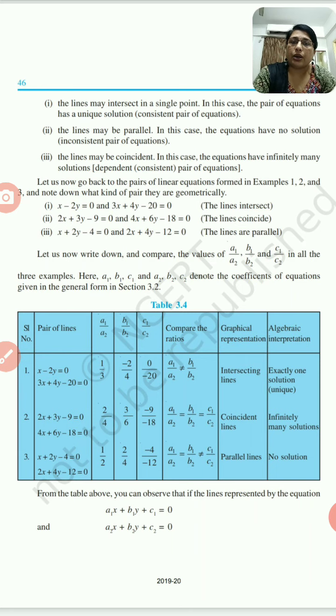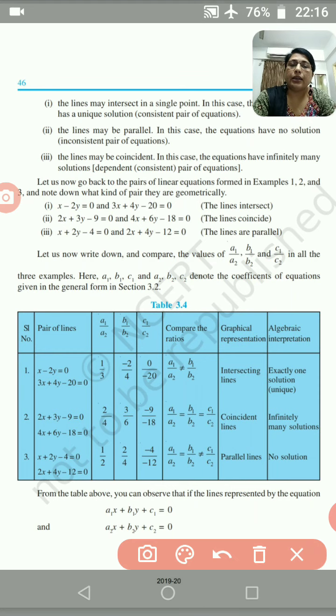Here from your textbook, page number 46, read these first three points carefully and you will get the idea. Here one table is also there. In this table 3.4, you can see three examples, and in them you can see the ratios A1 upon A2, B1 upon B2 and C1 upon C2.